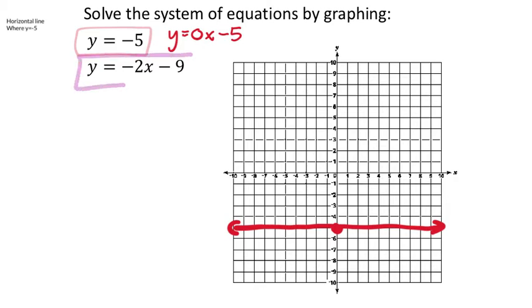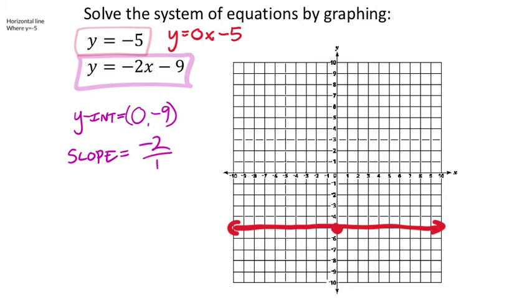And this one's already in slope-intercept form. It's very nice, very convenient. So let's identify the two pieces of information we need, the y-intercept and the slope. The y-intercept here is -9, but make sure you put that as an ordered pair. And they also gave us a slope, -2, but I show it as a fraction so that we can see the rise and the run. The 2 being negative means this goes down 2, and the 1 being positive means this goes to the right 1. Rise over run. Down 2, to the right 1 from the ordered pair 0, -9.